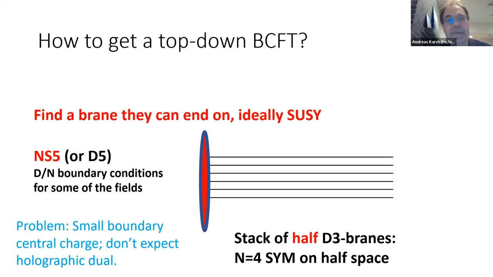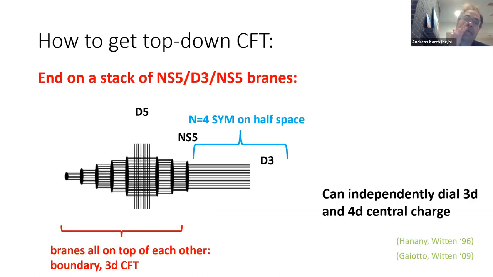What I want for a double holographic setting, I don't just want N equals 4 super Yang-Mills with a large number of colors in the bulk. I also want somehow lots of degrees of freedom on the boundary. So the boundary itself is going to be some highly non-trivial 3D CFT. So NS5 branes and D5 branes are good, but I somehow need to have many of them. And here's a way of doing this.